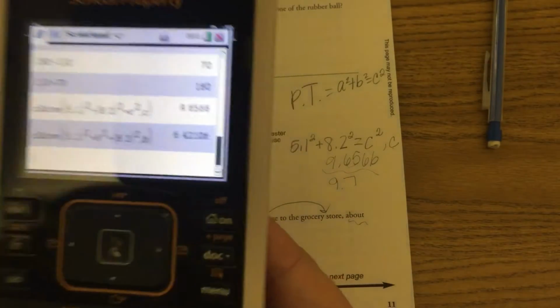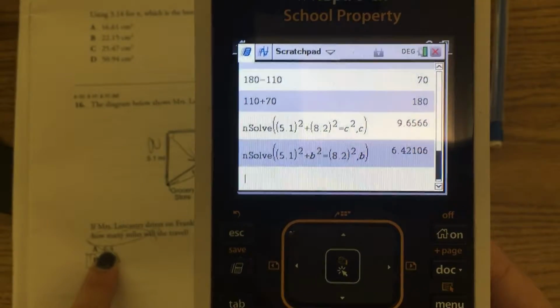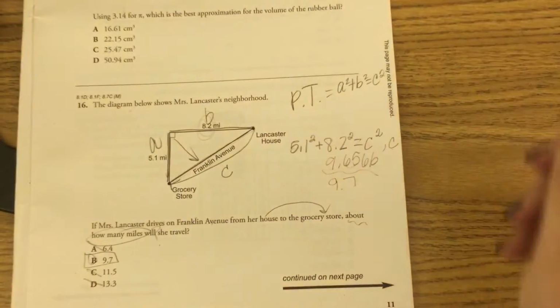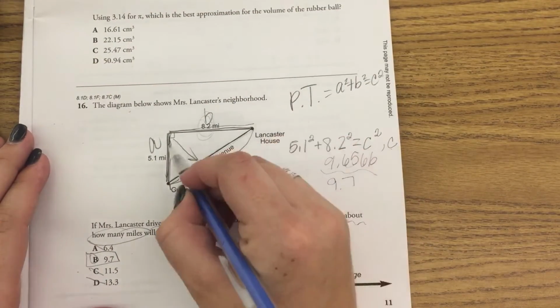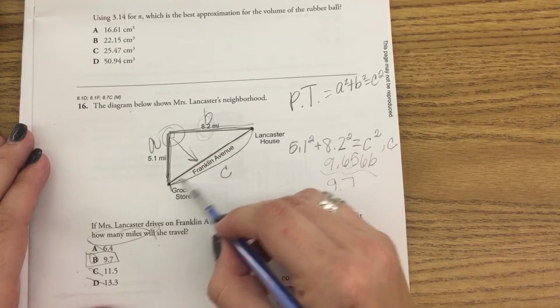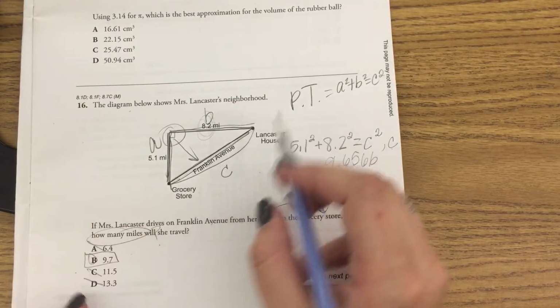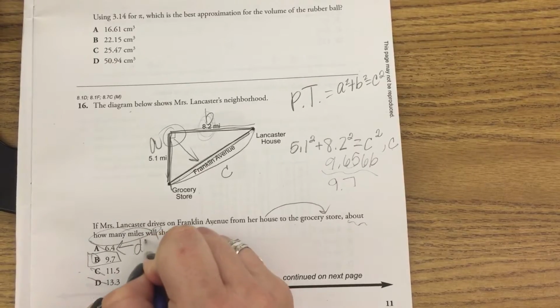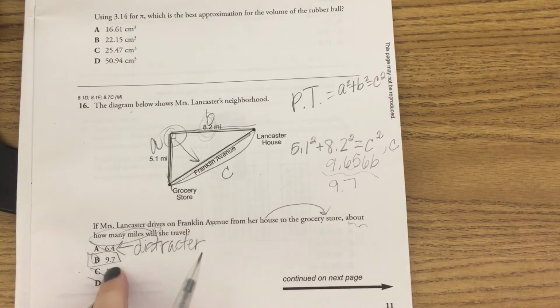Now take a look at this. Do you see that answer? It's answer A. They are going to try and trick you, so make sure that you're identifying your legs that are attached to this 90-degree angle, and your hypotenuse is always directly opposite of that 90-degree angle, because this is a distractor big time, and it's so easy to make that mistake. But the correct answer here is B, 9.7.